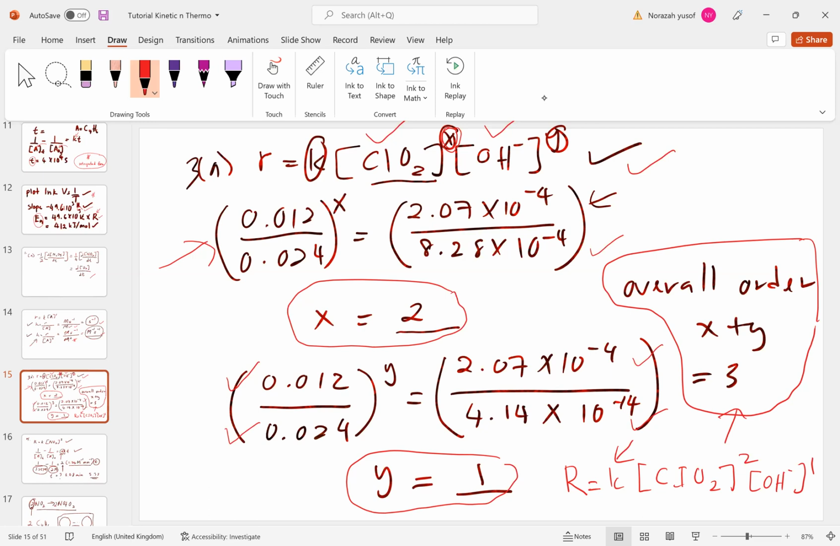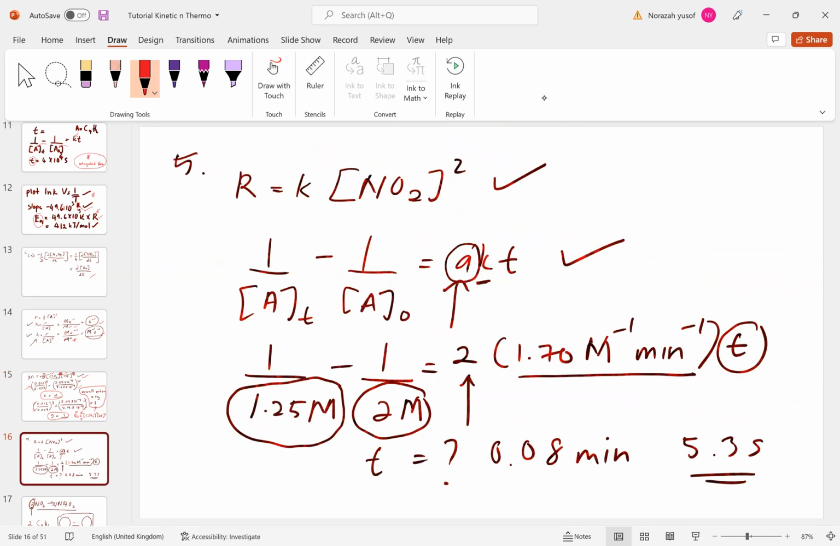You take any value from experiment 1 or experiment 2. This time you do not have to worry. If you take experiment 1, it means you take the concentration of ClO2 from experiment 1, OH minus from experiment 1, as well as the initial rate from experiment 1, and then you can calculate k. Describe the order of reaction, just tell. Order of reaction for ClO2 is 2. Order of reaction for OH minus is 1.